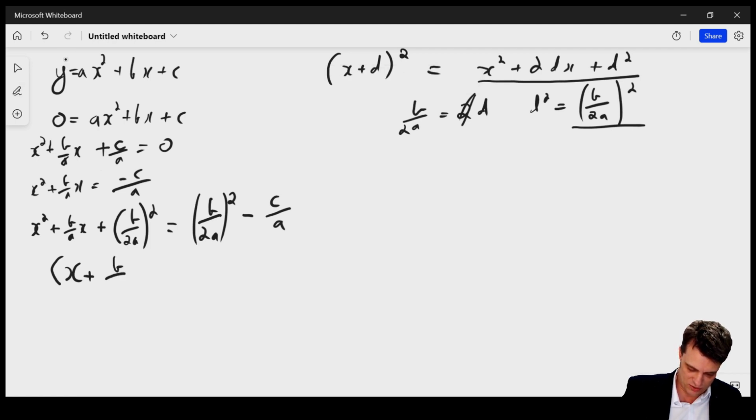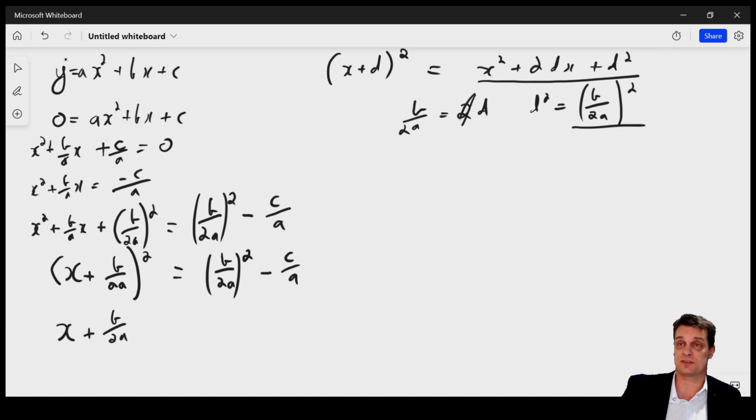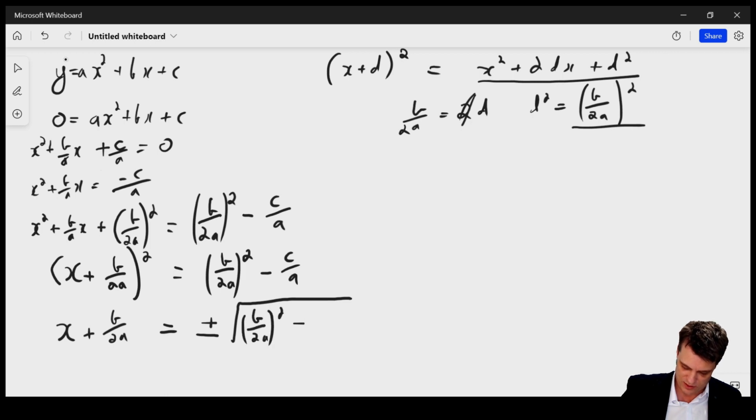x plus b on 2a all squared, which is equal to b on 2a squared minus c on a. So our next step from there is we take the square root of both sides to clear out our squared from this. So x plus b on 2a equals plus minus the square root of b on 2a squared minus c on a.